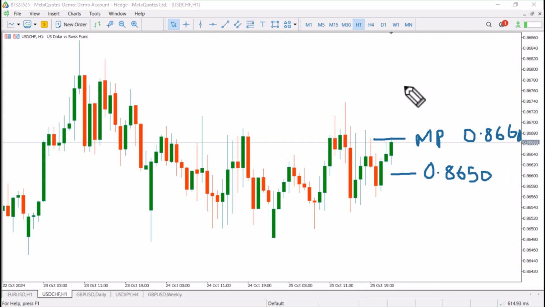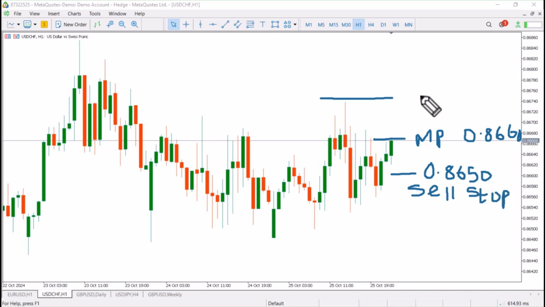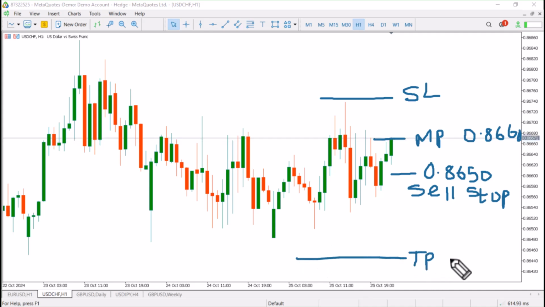Okay. Now, we want to have our stop loss above the market price and our sell stop. This is our sell stop level. Our sell stop will be below the current market price, so our stop loss will be above, and our take profit will be lower. Our TP, let our TP be at the price of 0.865, right? And our stop loss will be at 0.867. All right. So once we do that, now we set our entries.